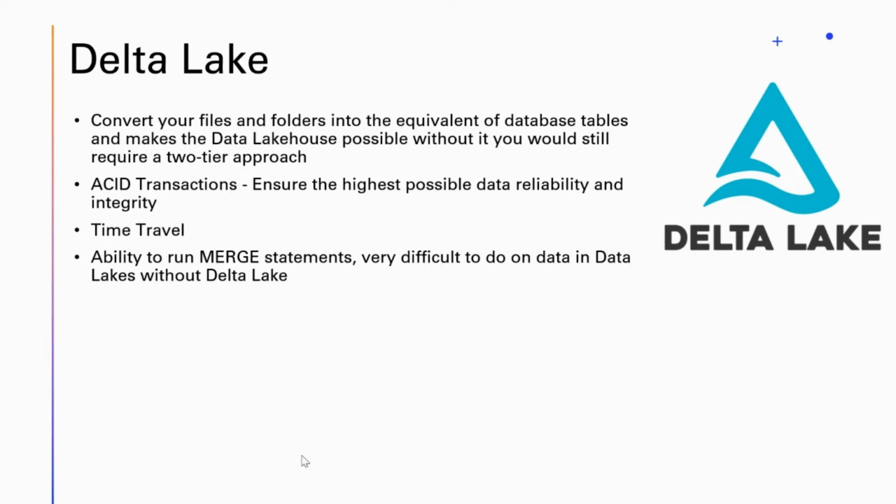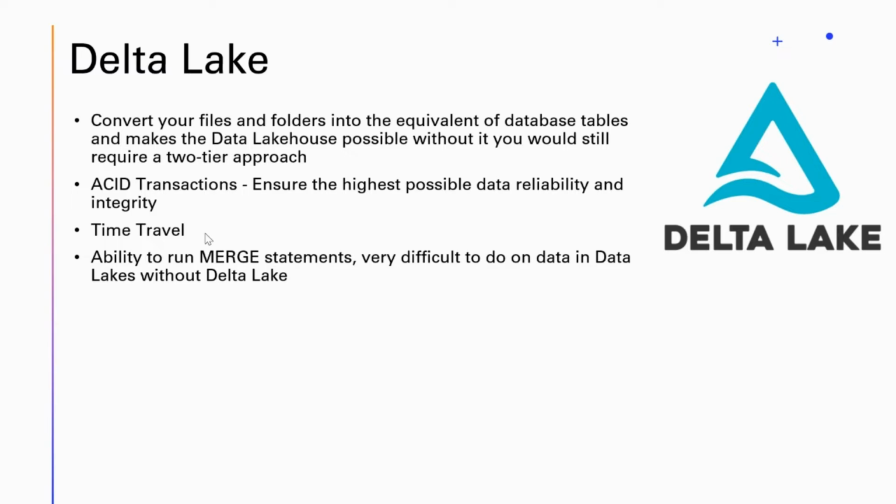So before we go into the demo, I wanted to briefly touch on Delta Lake again, and this is the technology that allows you to convert your files and folders into the equivalent of database tables. And this is what makes the Data Lakehouse possible. Without it, you still would require that two-tier approach that we talked about, with your data lake and your data warehouse being separated. Delta Lake has lots of different benefits, but the main ones are the ACID transactions, which ensure the highest possible data reliability and integrity. It also allows time travel.